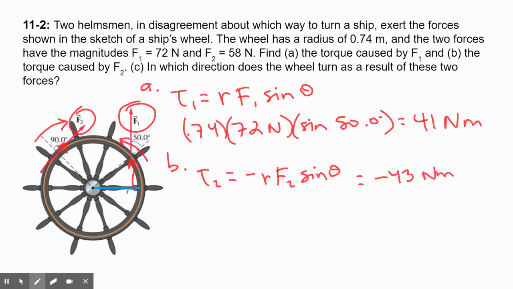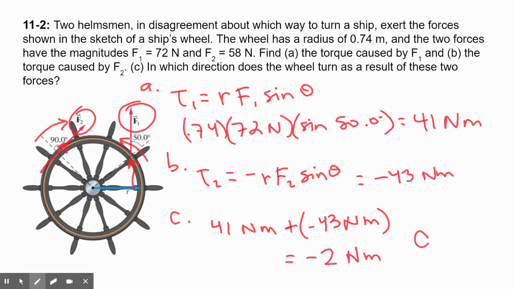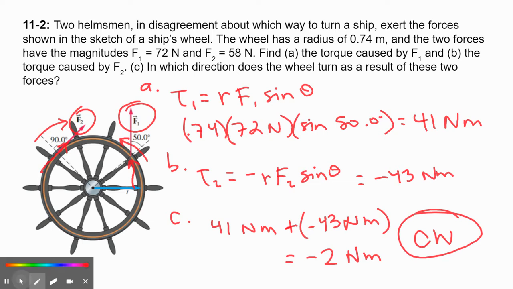Now, if we want to know what direction the wheel will turn as a result of both forces, let's just add them together. So 41 Newton meters plus a negative 43 Newton meters is going to give us a negative 2 Newton meter torque. Well, we see that is negative, so what direction would this wheel be turning? Negative indicates that it would be turning in a clockwise direction overall. Okay, let's move on to the next one.